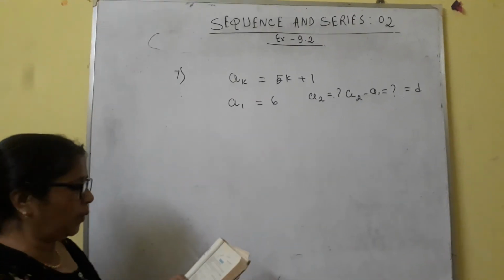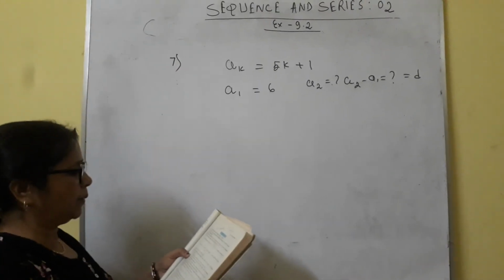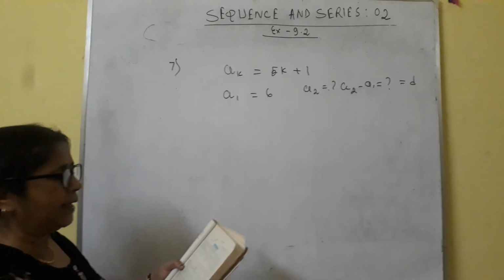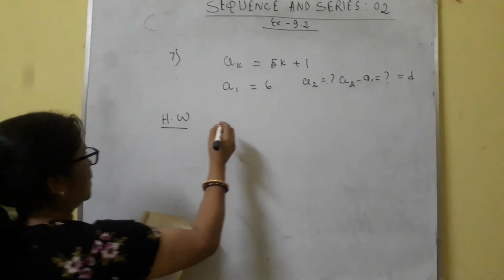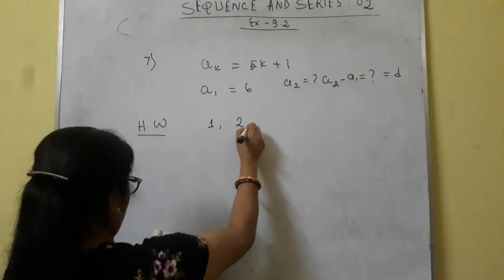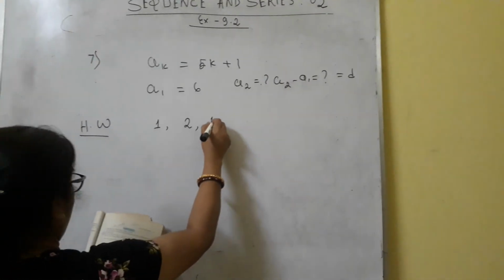Now from question number 1 to 7, I have shown you sum numbers 3, 5 and 7 and given you the hints. So you will work out sum numbers 1, 2, 4, 6 and 7. This is your homework.